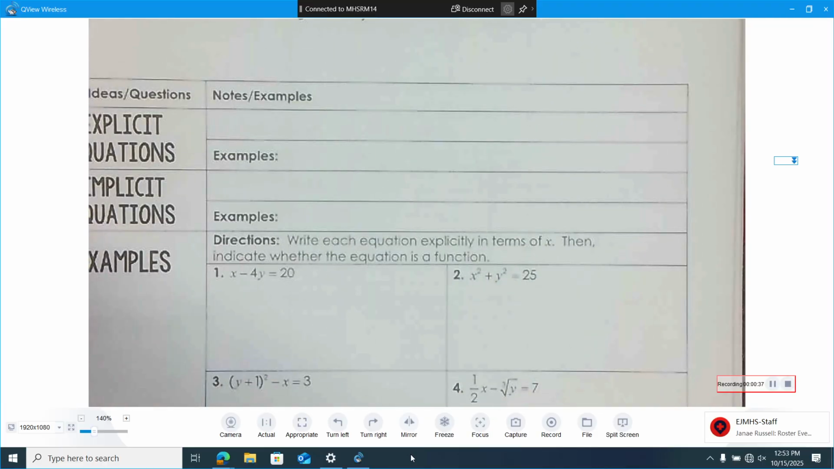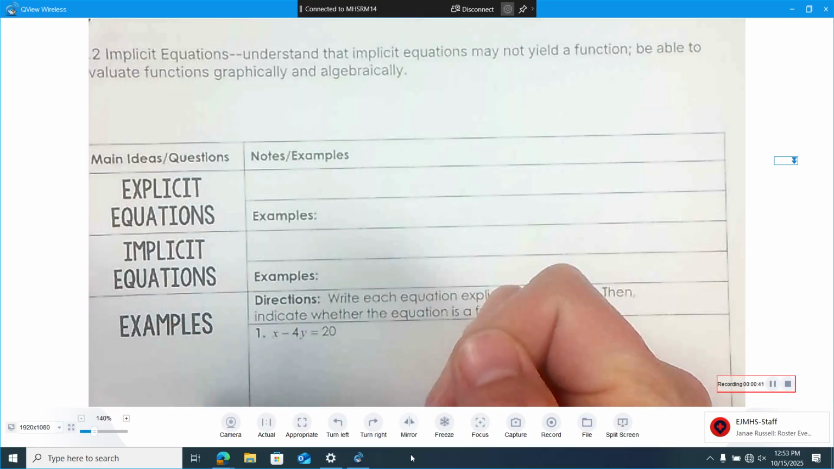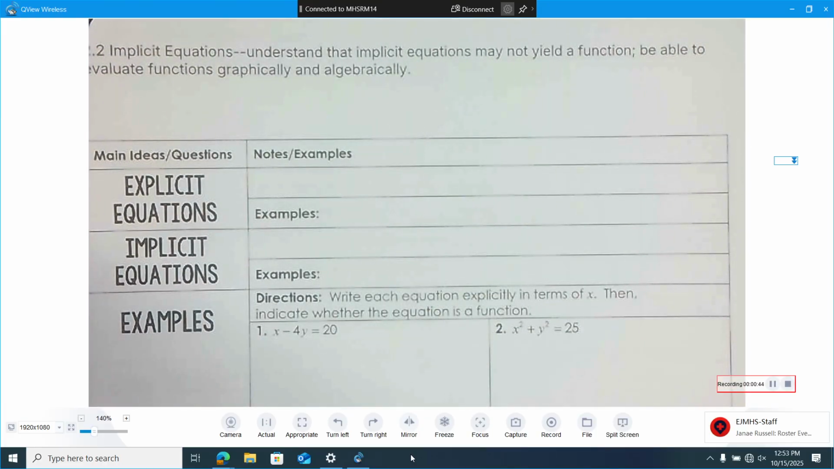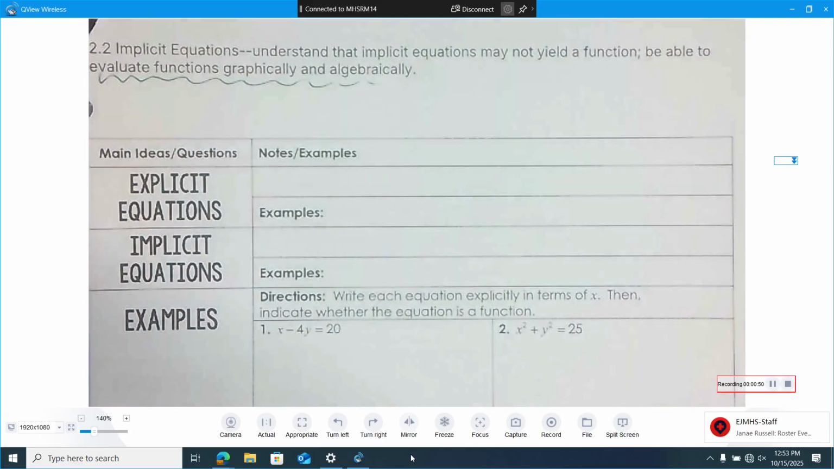All right. Today we are doing some good stuff here. We are going to talk about implicit equations briefly, and we want to really be able to evaluate functions graphically and algebraically. So kind of a nice, easy day today. But first we're going to start talking about implicit versus explicit equations.